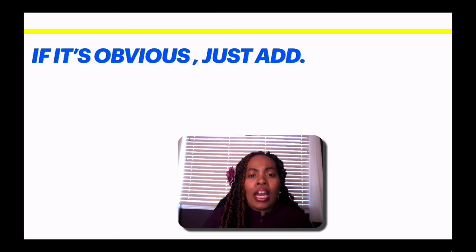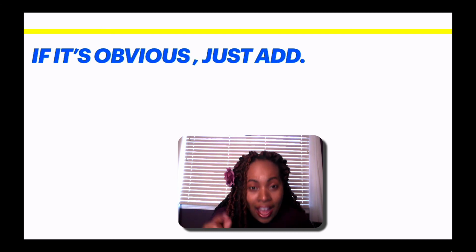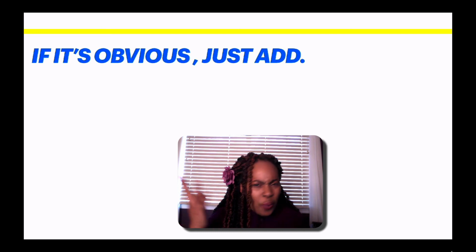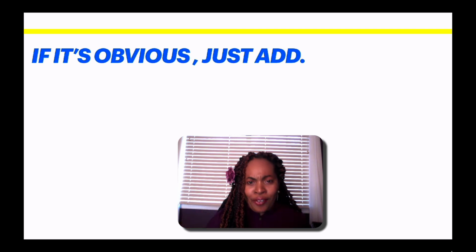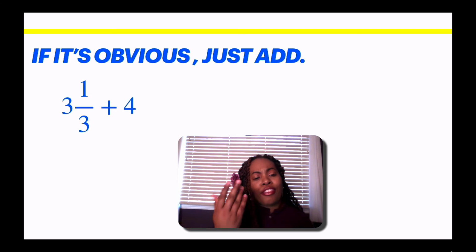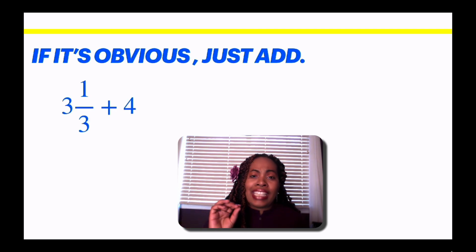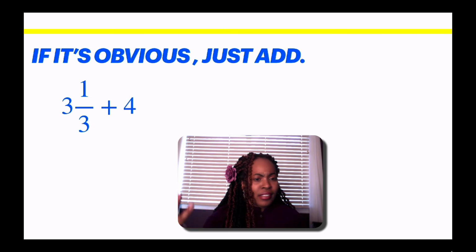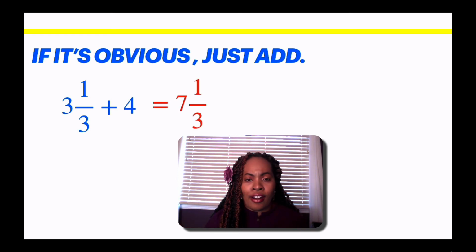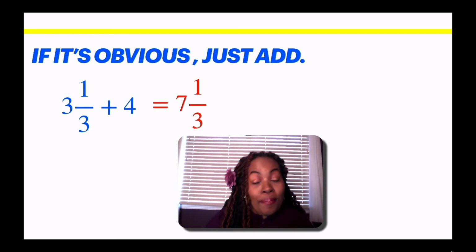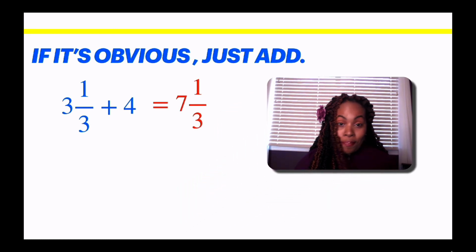Now, here's one other thing you should know. If it's obvious, and I mean like super, super obvious, just add it, okay? So for example, if you had 3 and 1/3 and you wanted to add it to 4, look at those whole numbers. Just add the whole numbers. 3 plus 4 is 7. That's 7 and 1/3, okay? Super obvious. You don't have to do much work there, and just keep it moving, okay? So let's keep it moving.